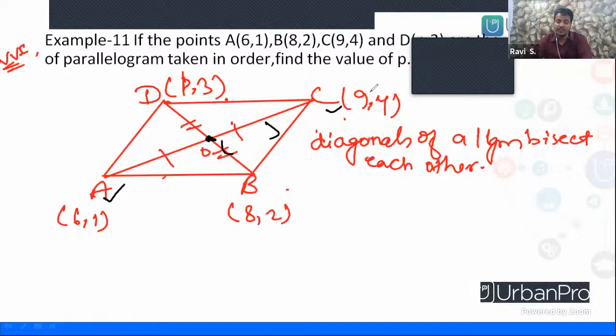So we'll use the midpoint formula. That is, we just have to add 9 plus 6. That will give you 15. So 15/2 will be here, right? 15/2. Again, 1 plus 4 is 5 now. So this will give you 5/2. Okay, so as we get the point O here, now we have got the point now, guys.